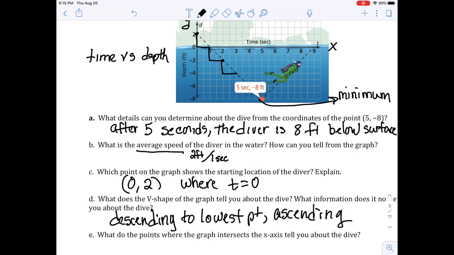Because that's what happens usually when you dive. Think about if you dive into a pool. You dive to the bottom of the pool and you come back up to the surface. What information does it not tell you about the dive? Well, it doesn't tell you what happens after 9 seconds, right?